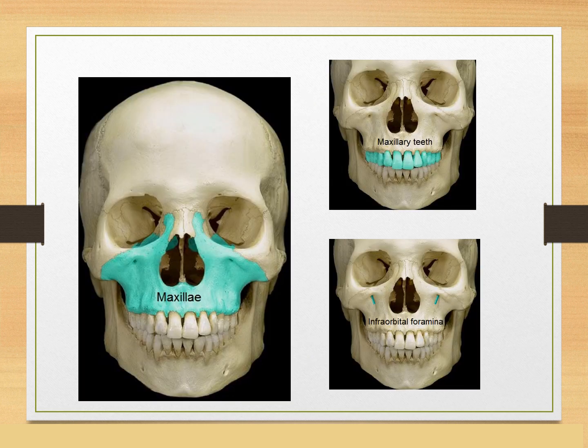The view on the model right shows you the infraorbital foramen. When you want to say more than one foramen, the term that's used is foramina.